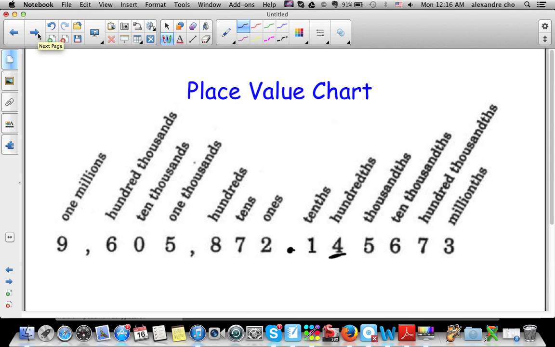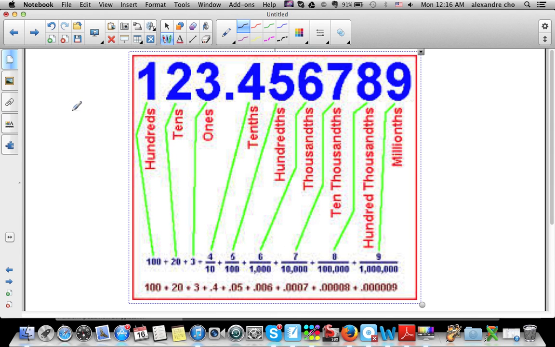Let's see this place value chart in a different way. So here's that same place value chart. It's a little messier, but I want you to focus here at the bottom. First decimal place is a tenth. That means something that was broken up into 10 pieces and you took 4. Second place is called the hundredth, which means something that was broken into 100 pieces and you took 5. Thousandths, something that you broke up into 1,000 pieces and you took 6. Ten-thousandths, something that you broke up into 10,000 pieces and you took 7.